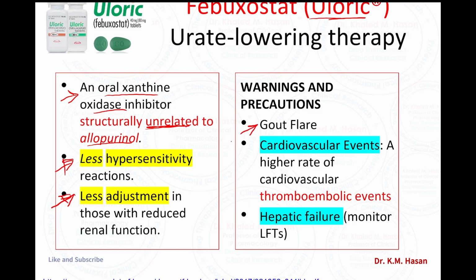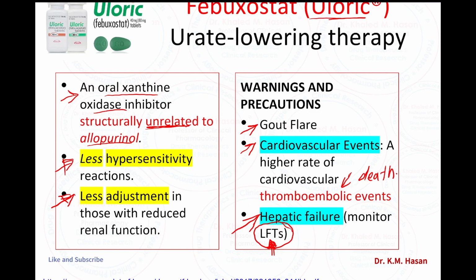This medication may cause acute gout attacks, such as a gout flare. This medication may cause cardiovascular events and thromboembolic events, and maybe death, cardiovascular death, and this is important. This medication may cause hepatic failure, therefore we require periodic liver function tests, like every 3 to 6 months, to monitor the liver function.